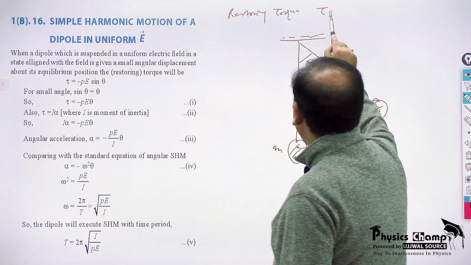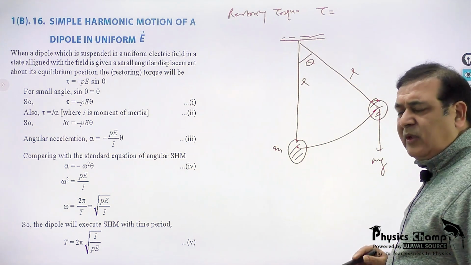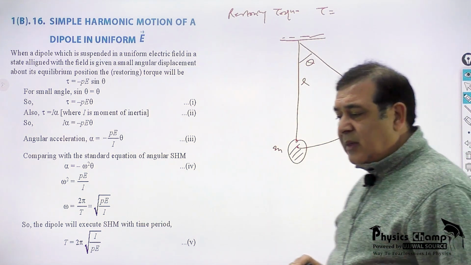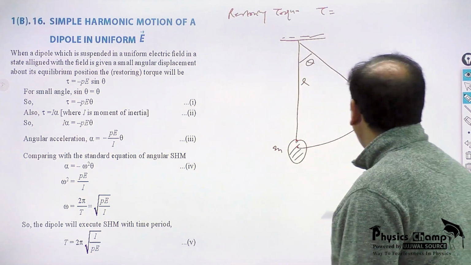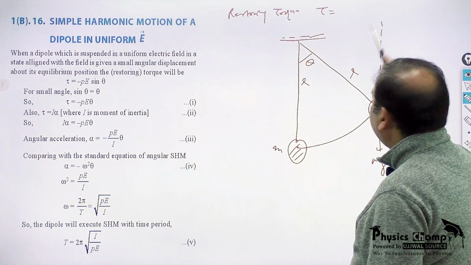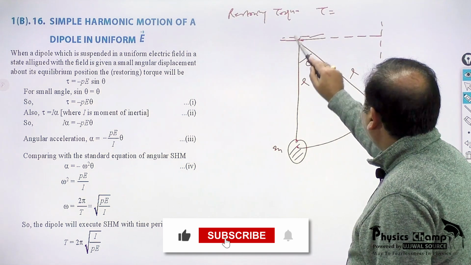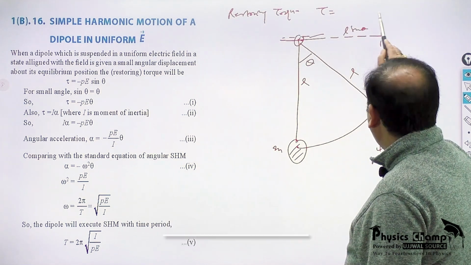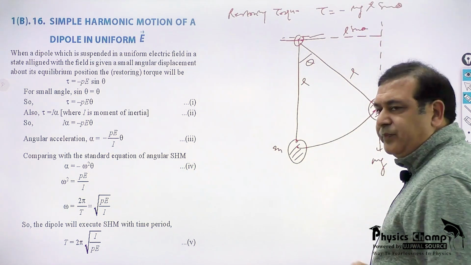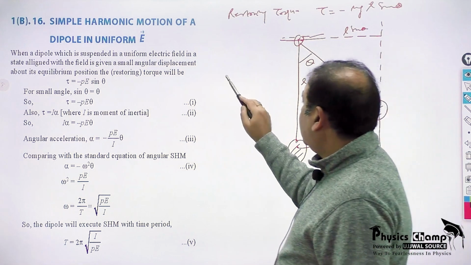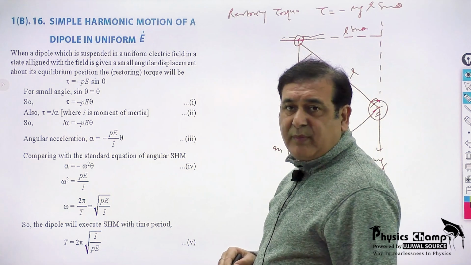you say the restoring torque is this mg will have... restoring torque is also always what? The force into perpendicular distance from axis of rotation. So the force is mg and the perpendicular distance from the axis will be L sin theta. So the restoring torque is minus mg into L sin theta. Why this minus sign? Because it is bringing it back to its previous position, the mean position.